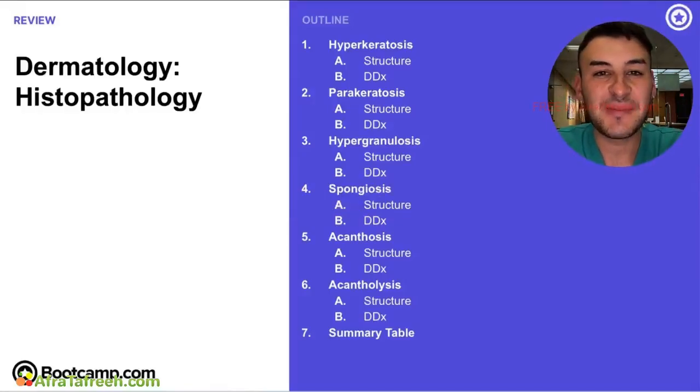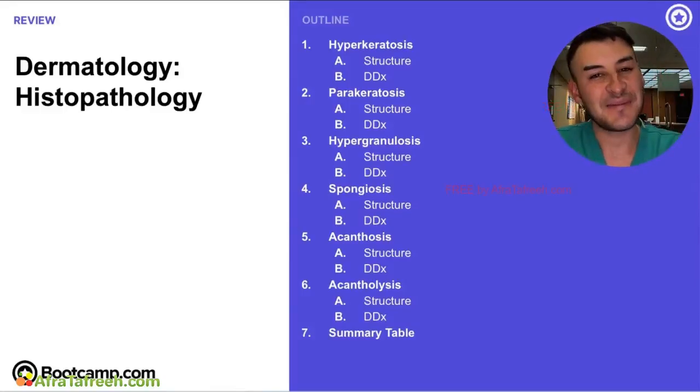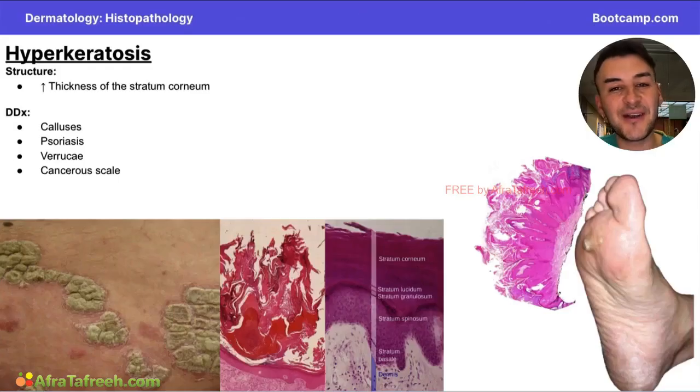Today we're going to be talking about histopathology, so go ahead and take a look at the outline above, and let's get busy. First, let's talk about hyperkeratosis, which is going to be increased thickening of the stratum corneum, which is going to be the most superficial layer of the epidermis.